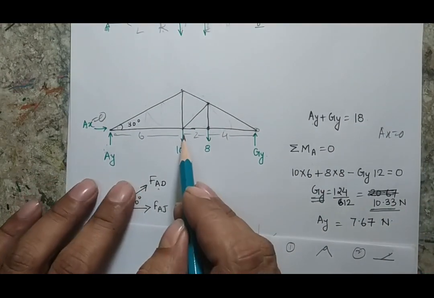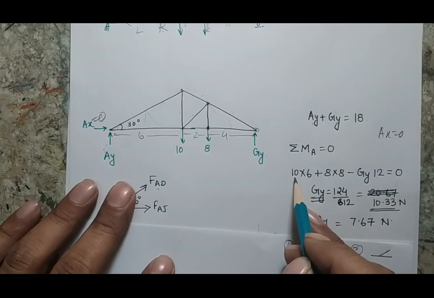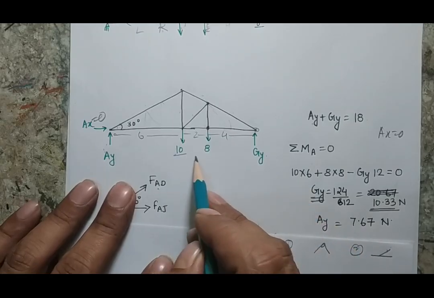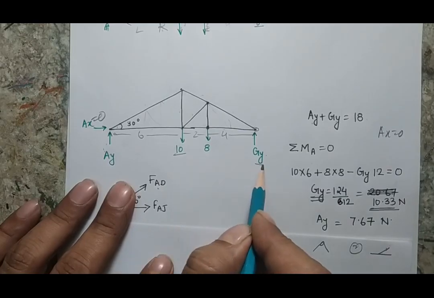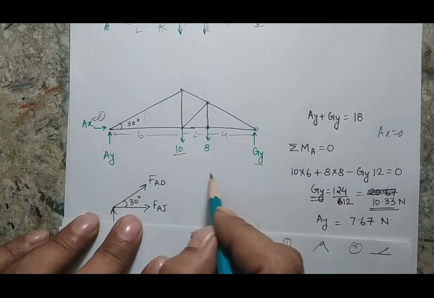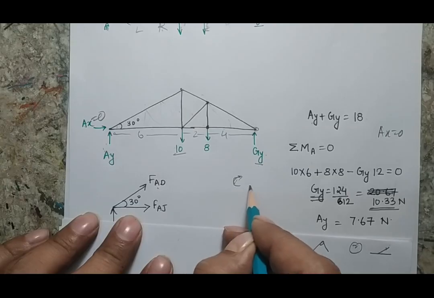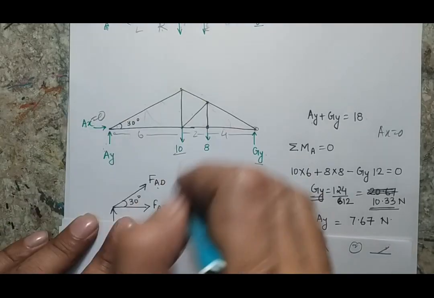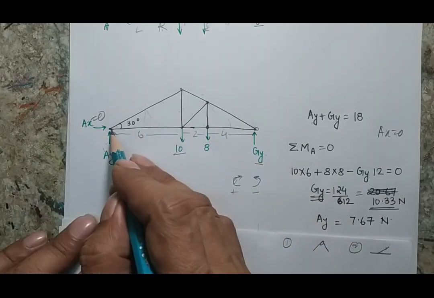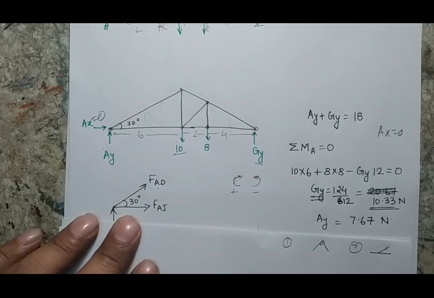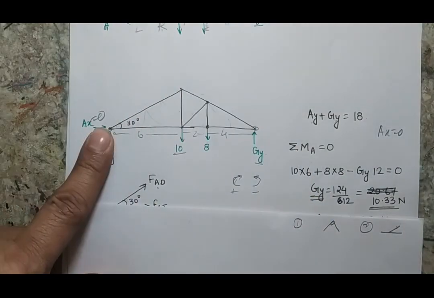Here you can see that I have put a positive sign for the moment of force 10 and the moment because of the force 8. However, GY is negative because I am considering clockwise as positive moment and anti-clockwise as negative moment. This is my positive and this is my negative. So 10 will have a positive rotation, 8 will also create a positive rotation when the point is a pin. However, the point G will try to rotate the whole body in the counterclockwise direction.